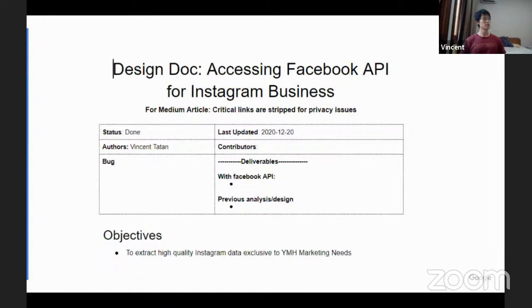Okay. So this is a type of design docs I'm going to present to you soon. These are very simple design docs that don't include machine learning models; it's basically just accessing the Facebook API for Instagram business.